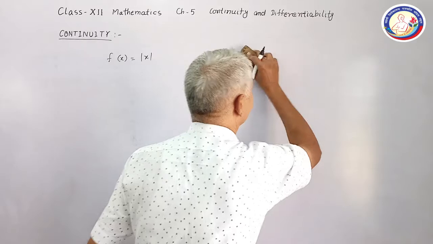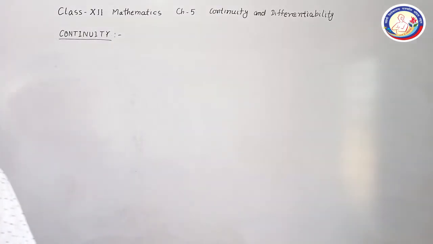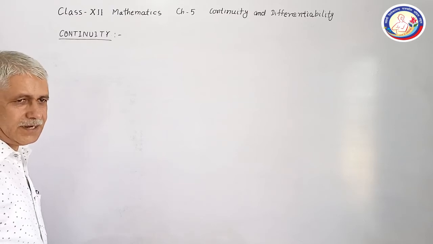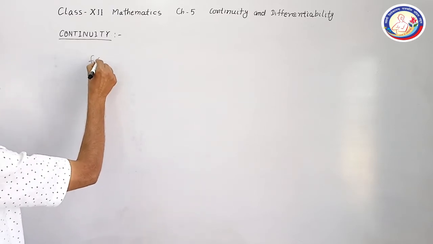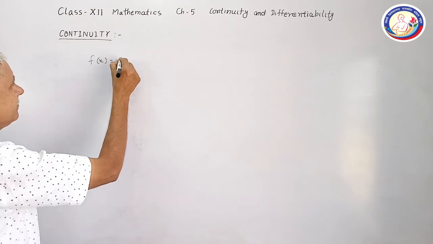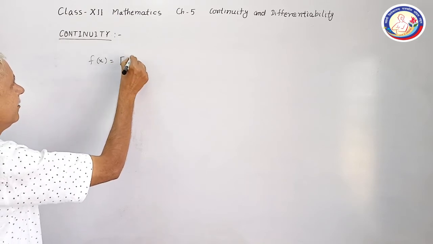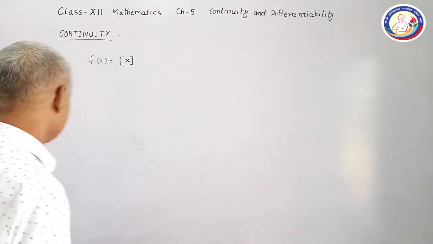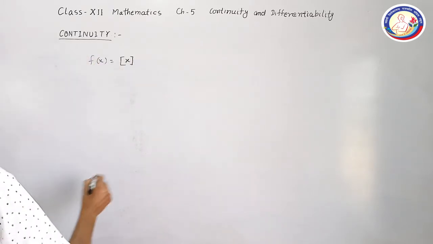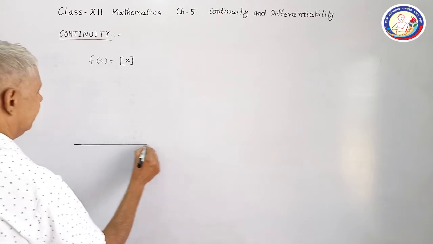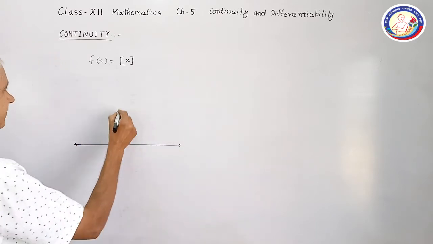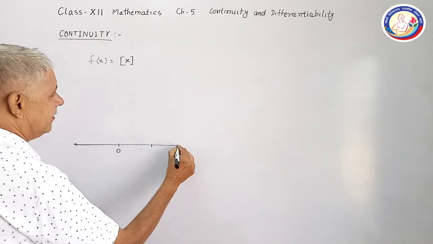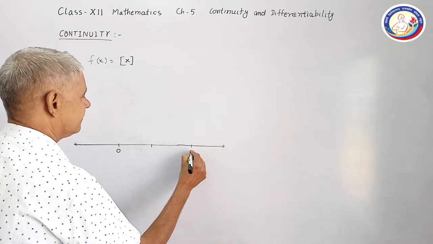The second function, which is essential and which we have to understand, is f(x) equal to this, called the greatest integer function. What is the meaning of this? We understand it by a graph. Say this is 0 here, this is 1. I am extending it. This is 2.